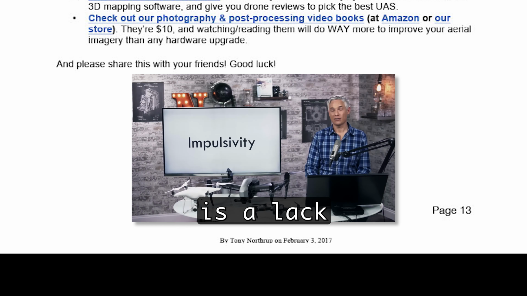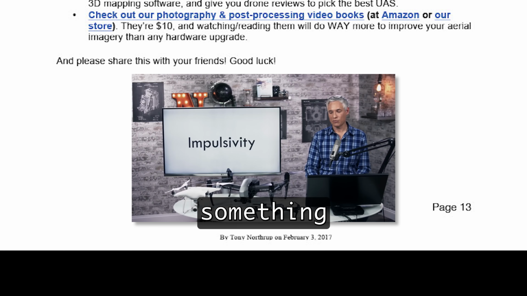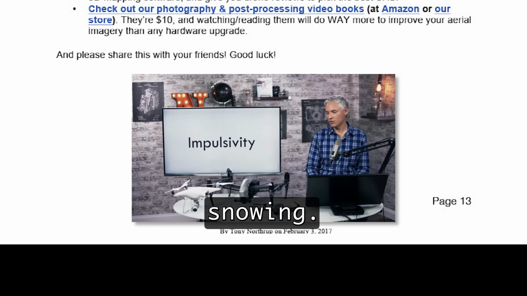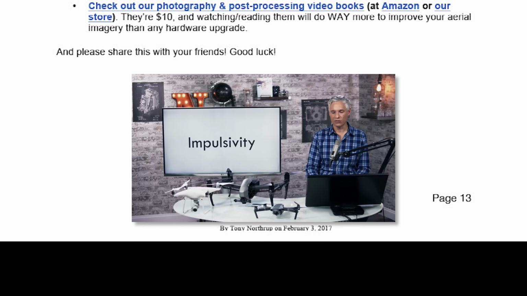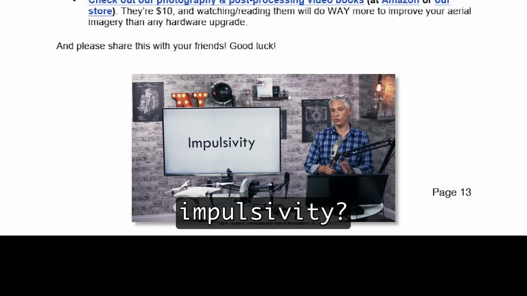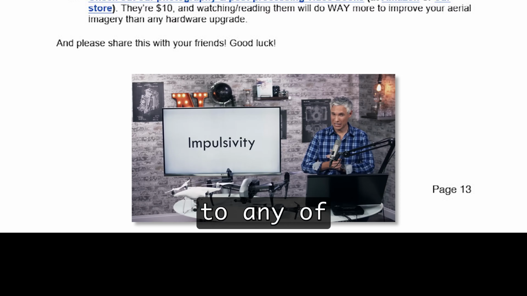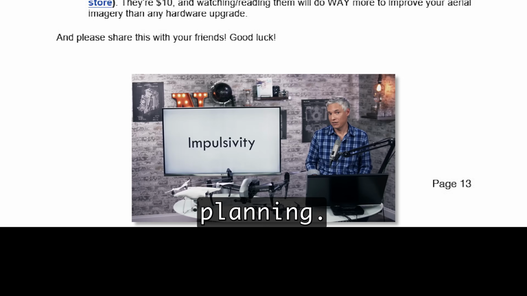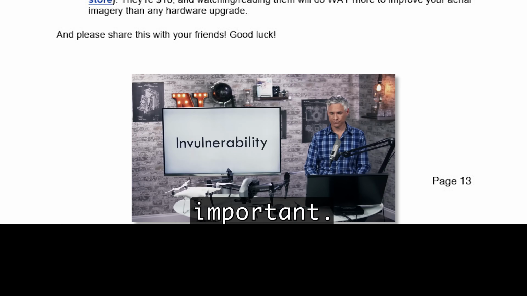Impulsivity is a lack of planning. It's somebody who does something without thinking about it too much. Like if I'm just like, it's snowing, I think I'll just take my drone out. And that's impulsive. What's the antidote to impulsivity? The FAA might ask you what the antidote to any of these conditions are. The antidote to impulsivity is proper planning, recognizing that planning is important.